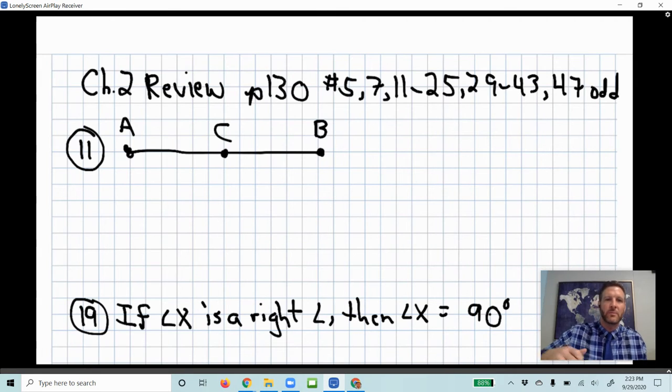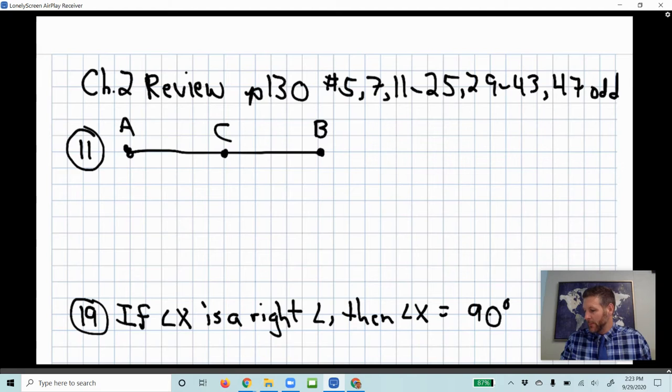This is the Chapter 2 review. It's a chance to get a little more practice in before we party next week or at the end of the week. So page 130, 5, 7, 11 through 25, 29 through 43, and 47 odd. I'm going to be working through a number of these with you, namely number 11, 19, 25, 29, 33, 43, and 47. Just can't help but be helpful. So here we go. Let's jump right in.